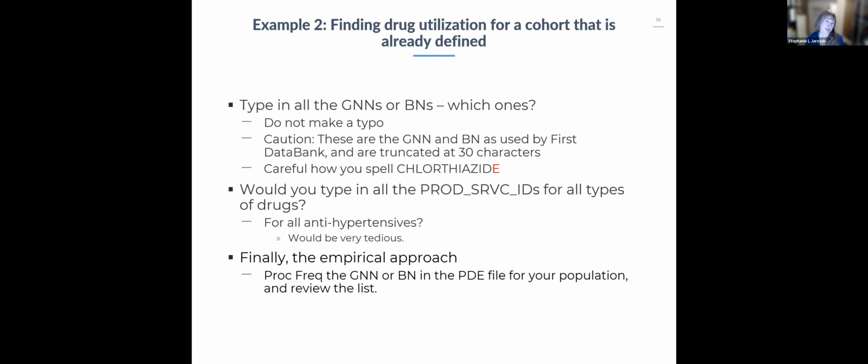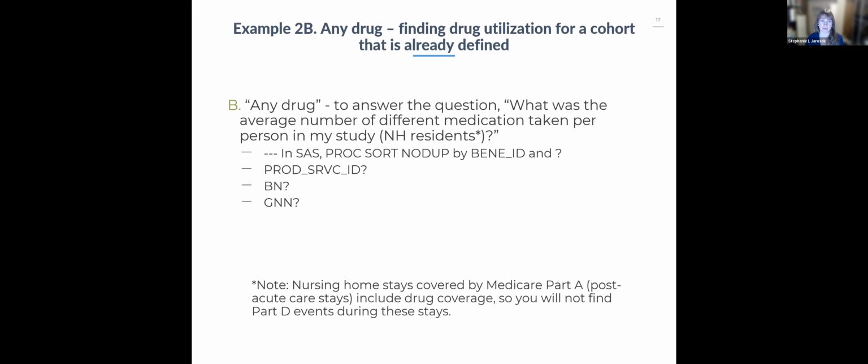But you do want to make sure, sometimes you've done it and you've gotten an answer back and it's lower than maybe you thought, but that's how research is sometimes. It's always good to do that double check and make sure that you really are capturing everything that you want to capture. If you're looking for any drug, you want to find utilization for a cohort that's already defined. You have nursing home residents, you've got your own cohort of nursing home residents, and you want to know how many drugs they are taking.